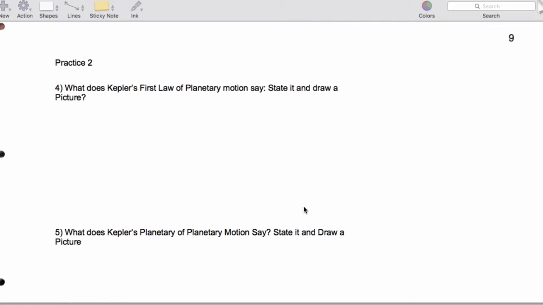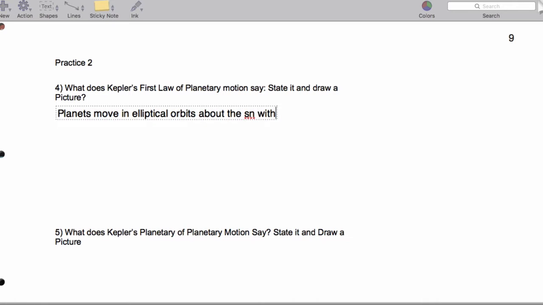All right, let's review Kepler's laws. So Kepler's first law states that planets move in elliptical orbits about the sun with the sun at one focus. And we can actually draw that like this.